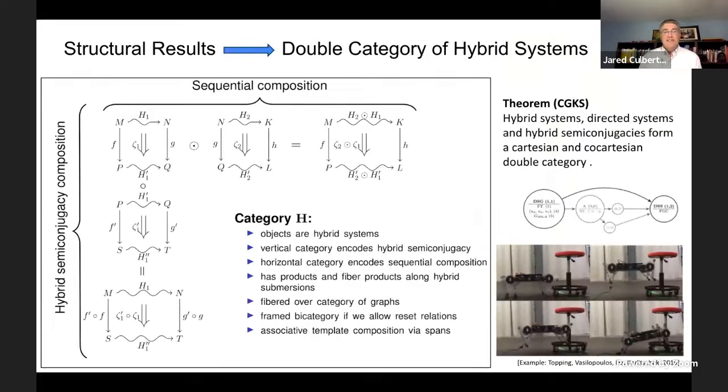So you can put all of these things together then, and you get a nice double category of hybrid systems where the horizontal direction encodes sequential composition, and the vertical direction encodes semiconjugacy or transformations. And there are some nice structural results here. These are Cartesian and co-Cartesian. Here I worked with reset maps. If you allow reset relations, then you can get a framed bicategory. That wasn't critical for us, and so we didn't go down that road, but it was certainly possible.